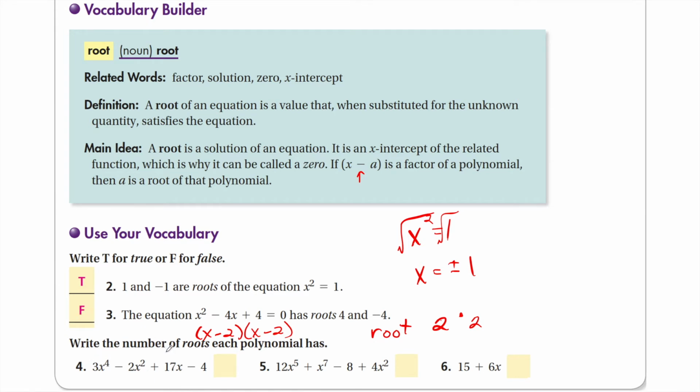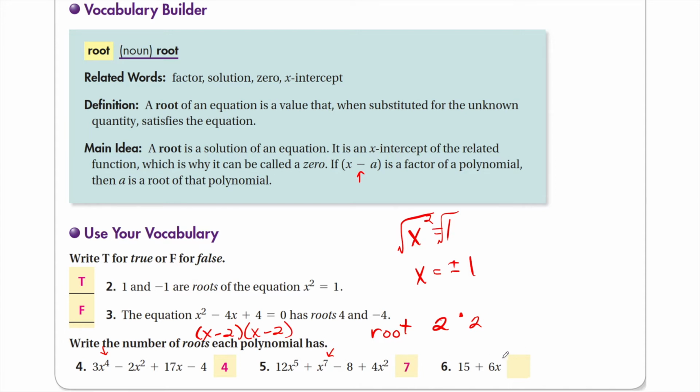Write the number of roots each polynomial has. Now, when we're talking about the number of roots, we just have to pay attention to the degree, or the highest exponent. Whatever the highest exponent tends to be is how many potential roots there will be. In this case, we have the highest degree of 4, so the number of roots will be 4. The highest degree that we get is not going to be this 5, although it is in the front. It's actually going to be the 7, and therefore there are 7 roots.